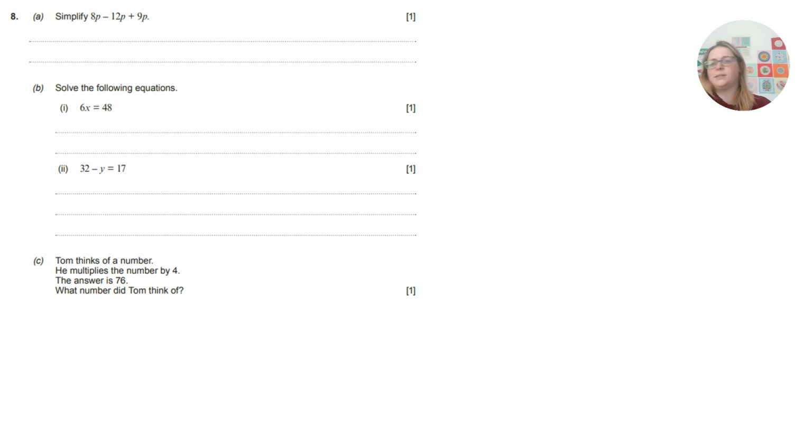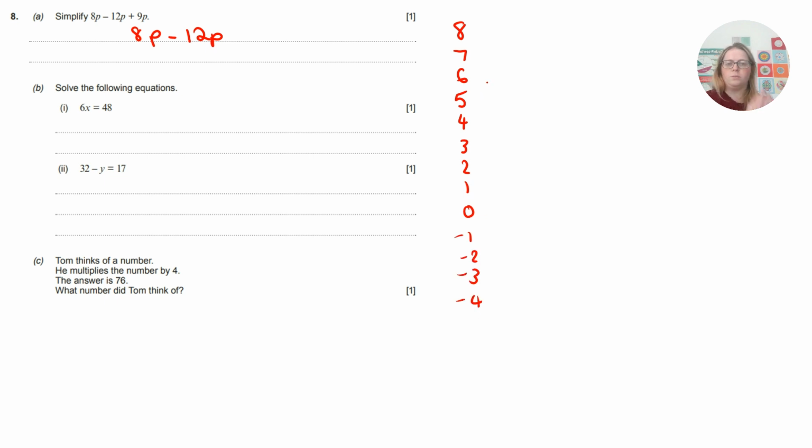Last question. Again, pause if you need to. So we've got 8p minus 12p plus 9p. A lot of people really struggle with negative numbers. So what I'm going to first do is 8p minus 12p. Just going to take the first part. So I'm going to go down 12. So 8, 7, 6, 5, 4, 3, 2, 1, 0, then negative 1, 2, 3, 4. That should be 12. 1, 2, 3, 4, 5, 6, 7, 8, 9, 10, 11, 12. So I'm at minus 4.